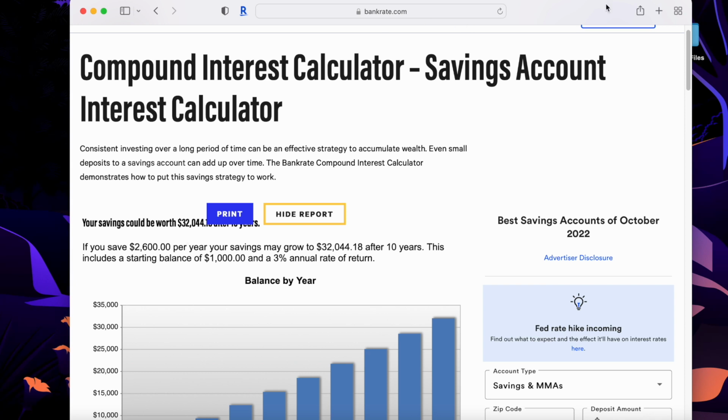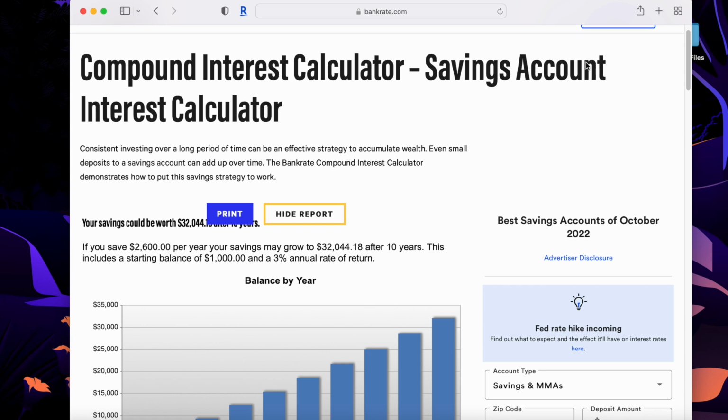$32,000, right? So that 2,600 times 10 years would have been additional 26,000 plus the original 1,000 if you didn't have compound interest, right? Let's say you had zero interest. That would be $27,000 minus the interest, the annual rate of return. So you basically made $5,044 off of just interest in those 10 years.